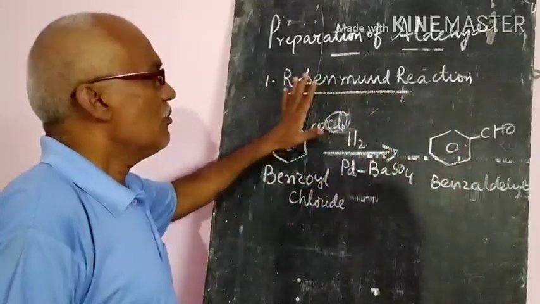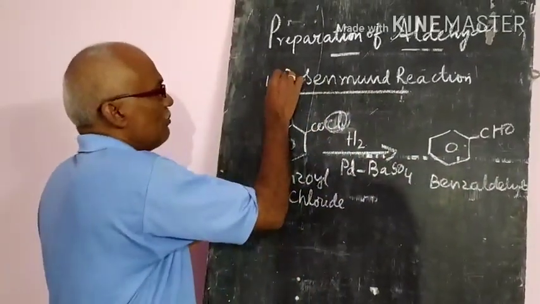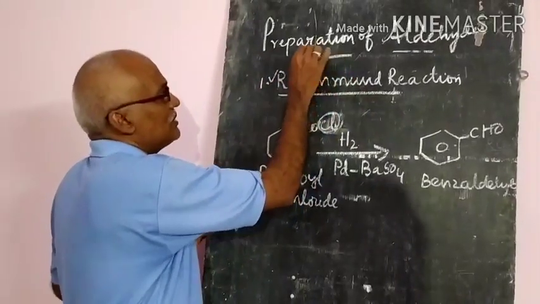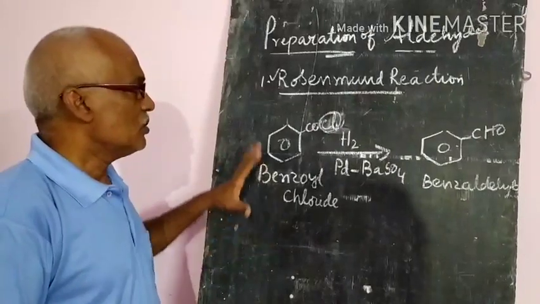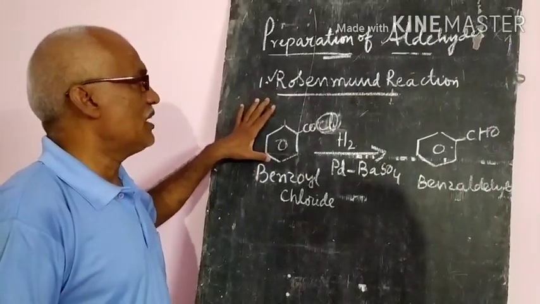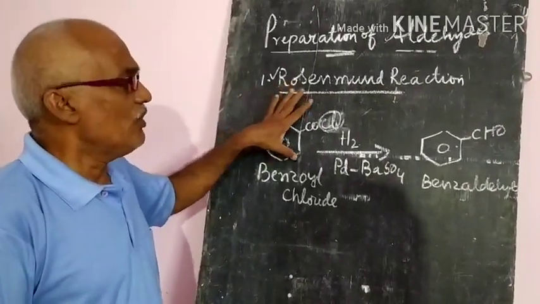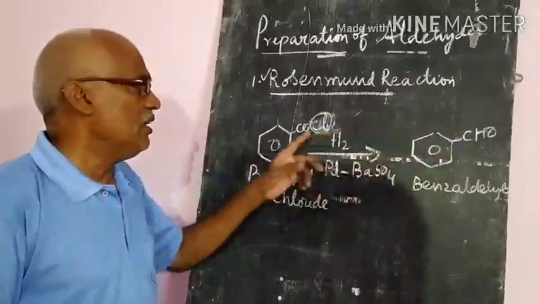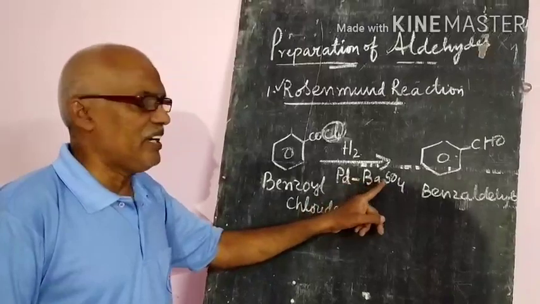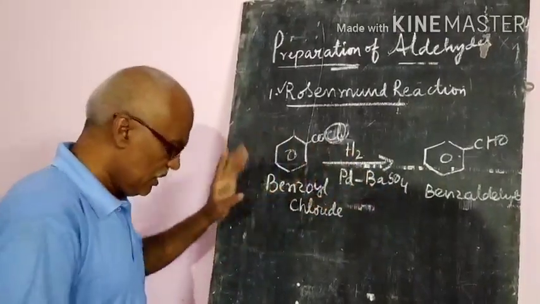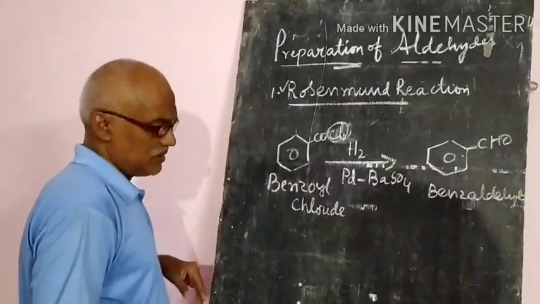So this is the first name reaction. This name reaction, the Rosenmund reaction, is used in the preparation of aldehydes. You should know it immediately. In this reaction, we can prepare benzaldehyde from benzoyl chloride in the presence of palladium and barium sulfate, that is the most important.